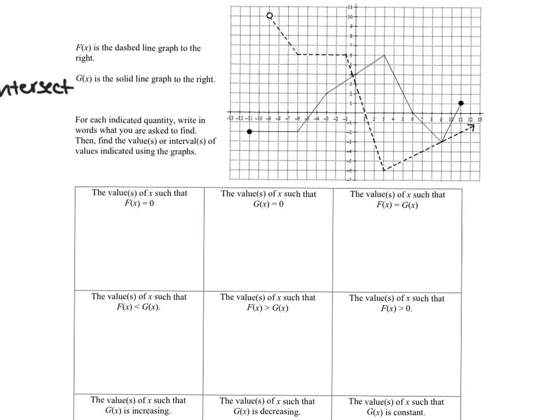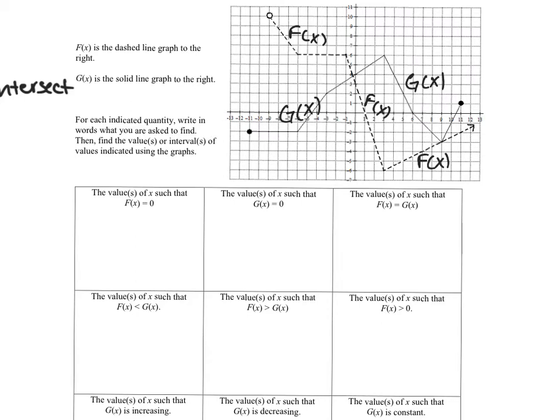Here it says that f of x is the dashed line, so I'm just going to write f of x, f of x, f of x. And the solid line is g of x, so g of x and g of x. For each indicated quantity, write in words what you are asked to find, then find the values or intervals of the values indicated using the graph.